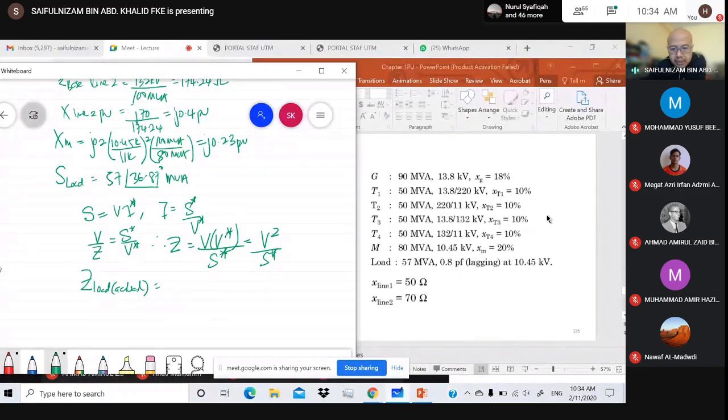what is the actual voltage? It's 10.45 kV squared over the conjugate of 57. The angle becomes negative. What do you get?